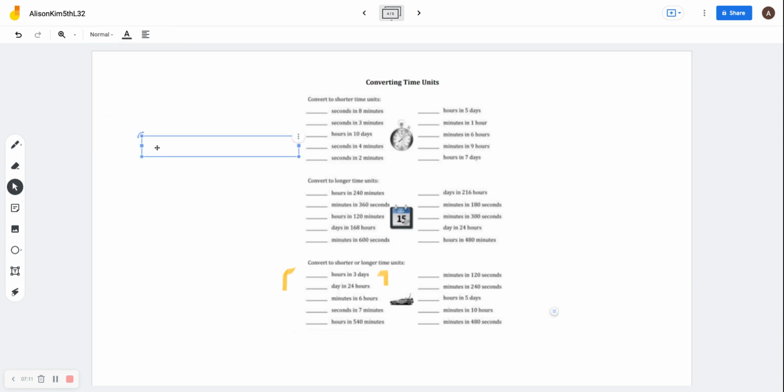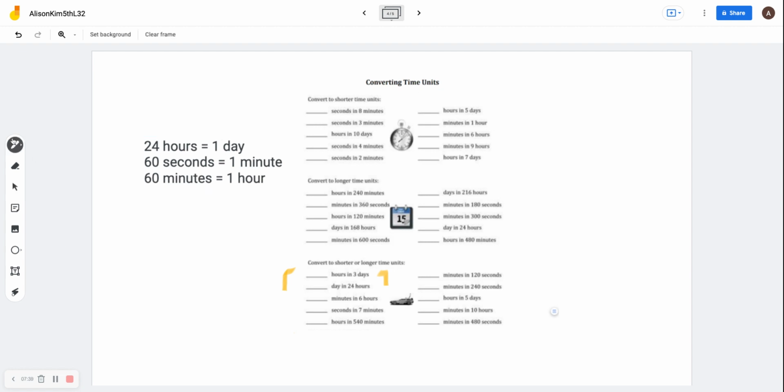What you need to know is that there's 24 hours in 1 day. And then there are 60 seconds in 1 minute. And there's 60 minutes in 1 hour. And I think that's all you need to know for this specific worksheet. So keeping that in mind, let's do converting shorter or longer time units.